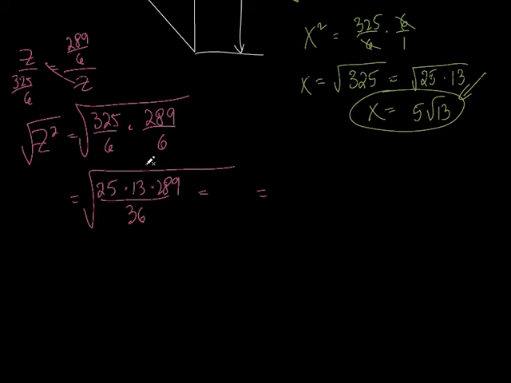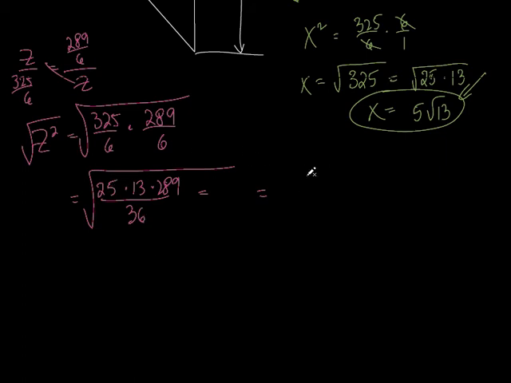I'm going to take this. No, there's a rule that says if everything's being multiplied or divided, I can square root each one of these individually. So it's the square root of 25 times the square root of 13 times the square root of 289 over the square root of 36. Okay, I don't have to show that step though, do I?